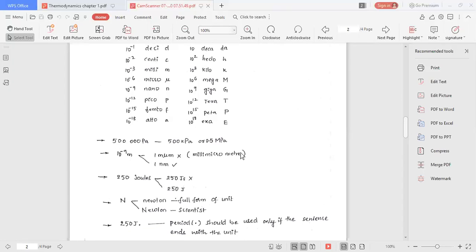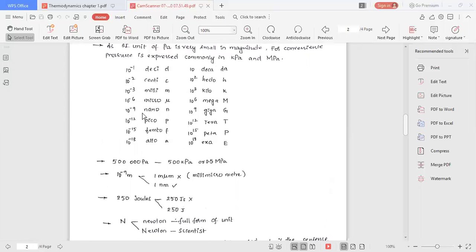Next, if it is 10 power minus 9 meter, someone will write milli, micrometer. This is wrong. You can't express with two prefixes. You have to use only one prefix. Milli, micrometer is wrong. Which is correct? Nanometer is correct. The 10 power minus 9 prefix is nano. So just write 1 nanometer.